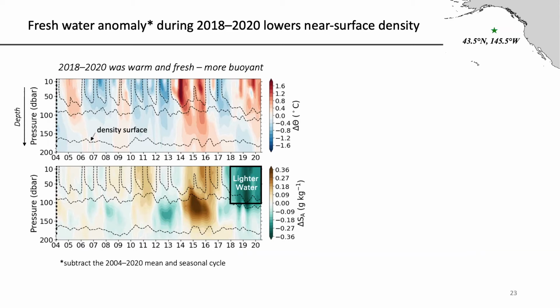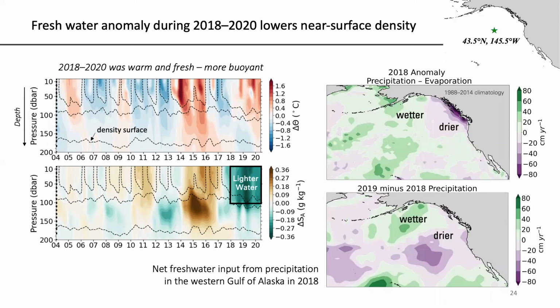During the 2014 marine heat wave, we see that it was much warmer, but there was also a really big salt anomaly in the lower panel. In 2019, it was also warmer near the surface, but there was a really big freshwater anomaly, that's a fresh salinity anomaly. That fresh anomaly actually caused the surface waters to become lighter. That's clearly seen by the depression of this isopycnal, where it usually outcrops in winter, but here it's depressed. This fresh anomaly during 2018 through 2020 lowers the near surface density and makes it more buoyant.